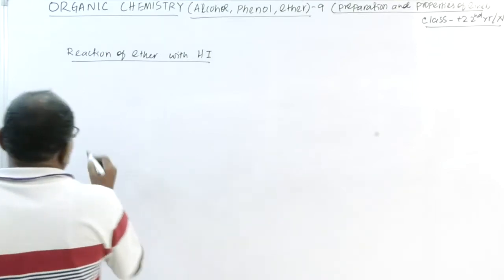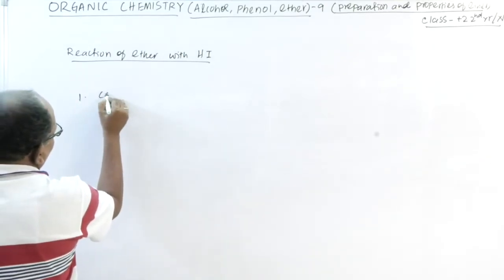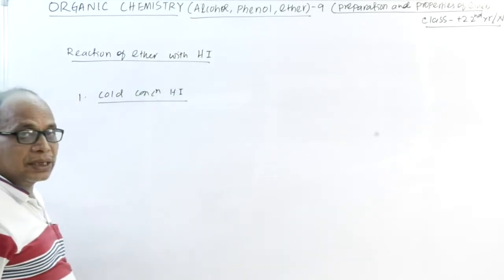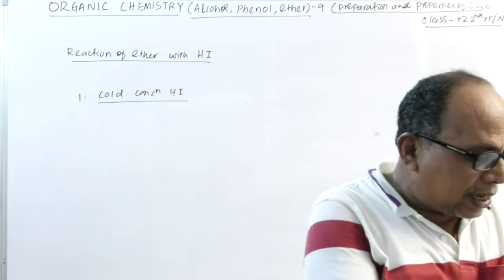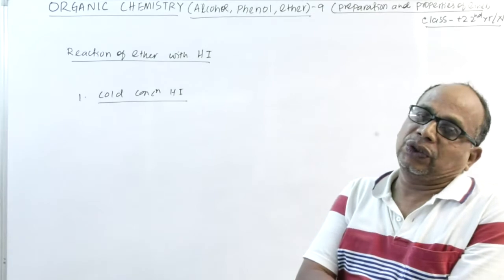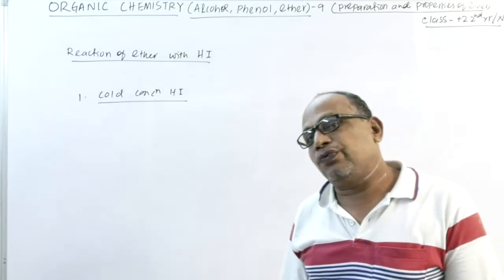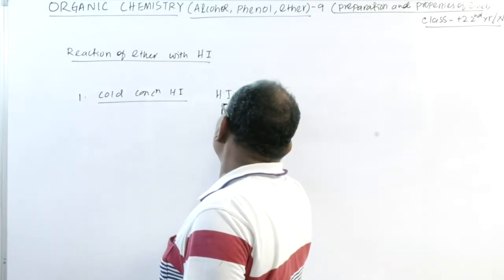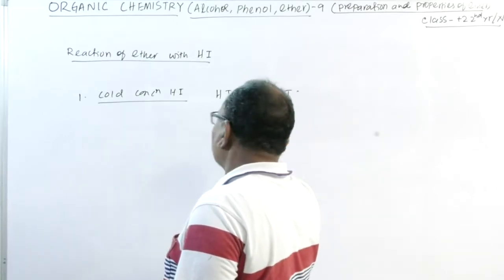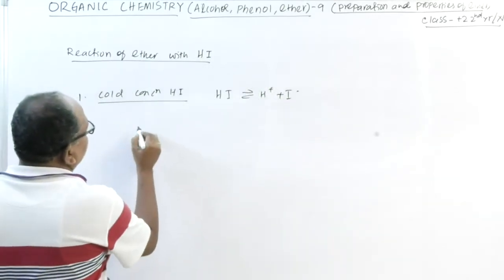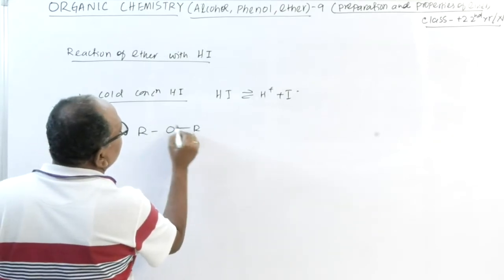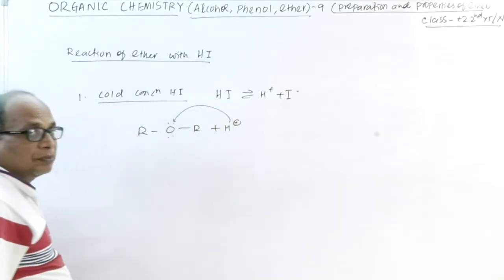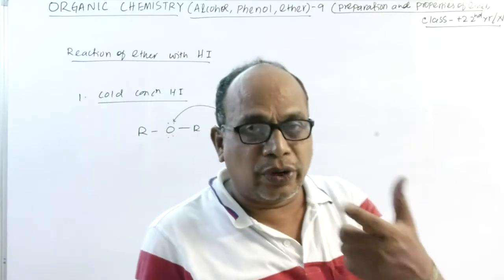There are two cases we will discuss. One is cold concentrated HI. Another case is hot concentrated HI. You know, HI is a strong acid. It dissociates to form H plus ion and I minus ion. Now this is your ether and this is your H plus ion, and the lone pair of electrons of the oxygen atom of ether is protonated.